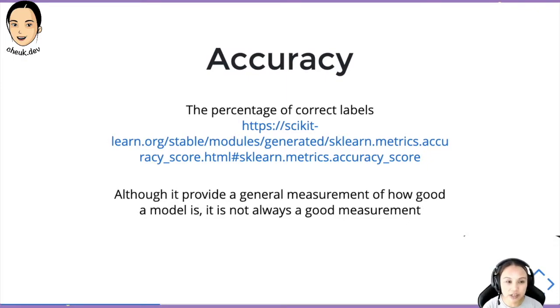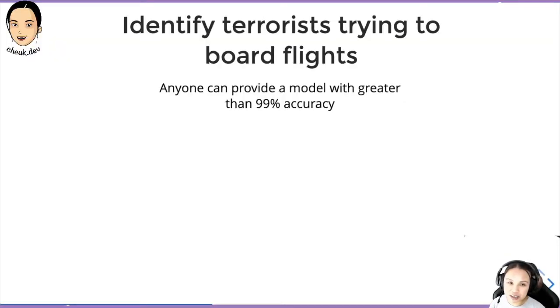Accuracy is sometimes not a very good measurement, and I will show you why. We have a typical example here. For example, I want to identify a terrorist trying to board a flight. I can say that anyone can provide a model with greater than 99% accuracy. This is much better than most machine learning models. For a very good machine learning model, it would be close to 90%, and anything greater than 70% is decent, I would say.